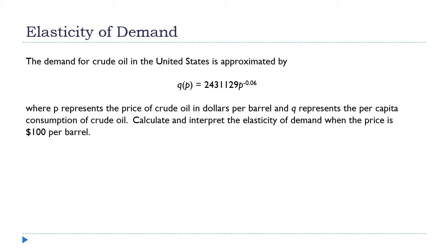The demand for crude oil in the United States is given by this function here. And I want to know what the elasticity is. What's the elasticity of demand when the price specifically is $100 per barrel? All right, well, let's use our formula. Elasticity is negative P over Q times Q prime of P.